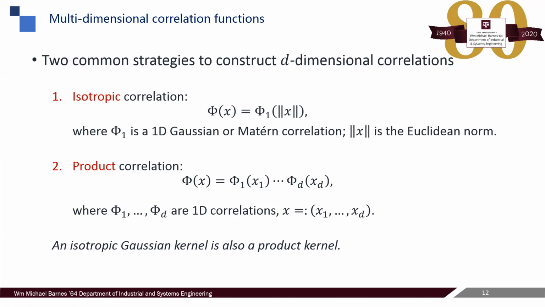The second one is product correlation. Just by taking the multiplication of each entry. So this x has entry 1, entry 2, all the way to entry d. Send each entry into a one-dimensional correlation and then take the multiplication of all of them. And then you can get another correlation. This is called product correlation. These two ways are feasible methods to build multi-dimensional correlations. Of course, there is one case where these two methods give you the same result. That is the Gaussian case. Because the Gaussian is e to the power of x squared, these two actually will give you the same result if the kernel is Gaussian.